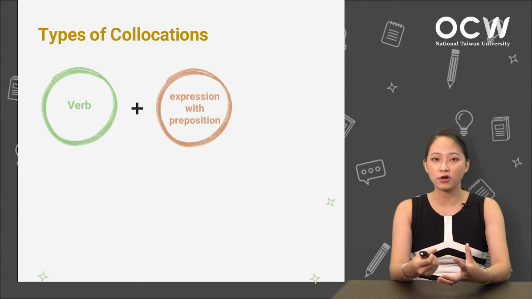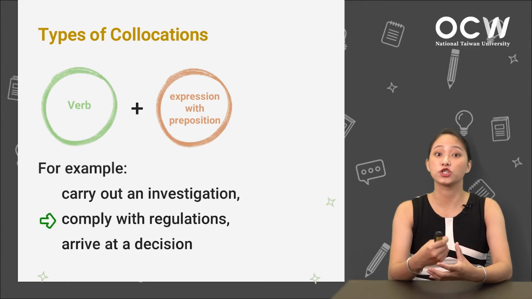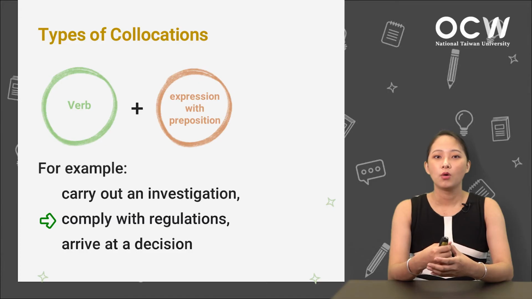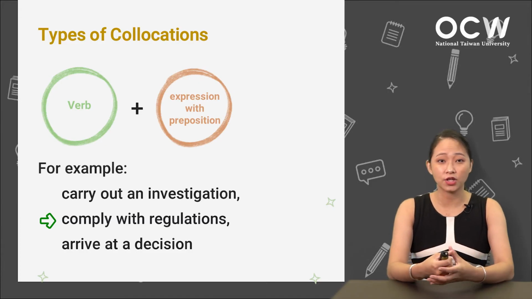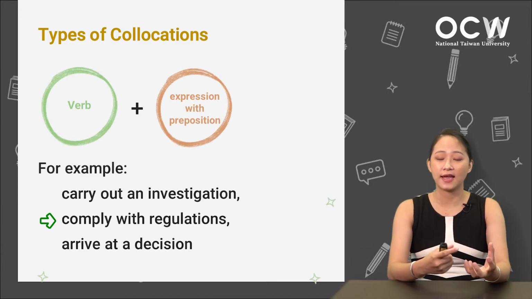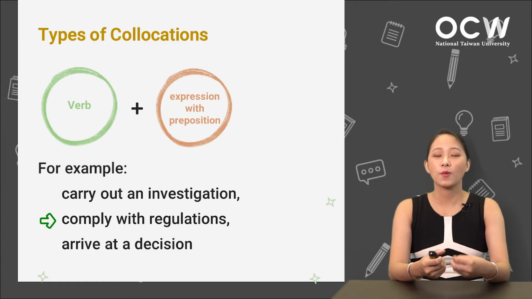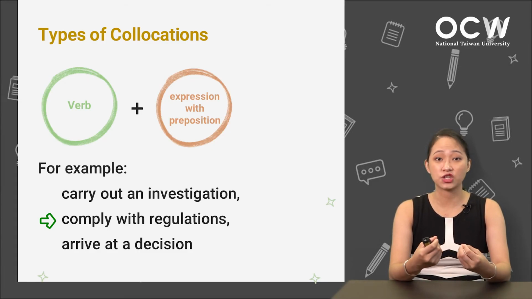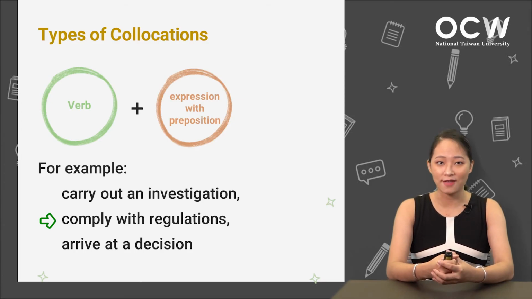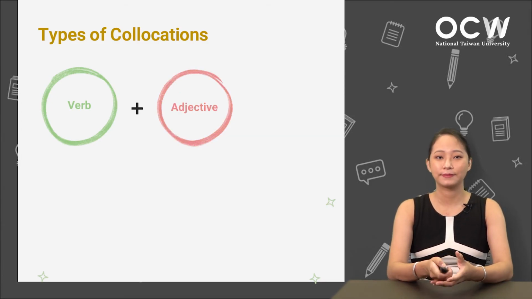Next, we're looking at a verb plus an expression or preposition. With this particular type of collocation, let's say we want to do an investigation, we'll always say carry out an investigation. When we want to say something like following the regulation, we always say it with comply with regulations. When we want to talk about how a decision is made, we will say arrive at a decision.